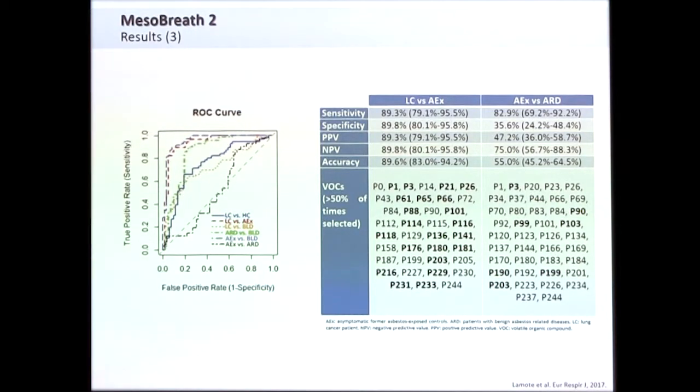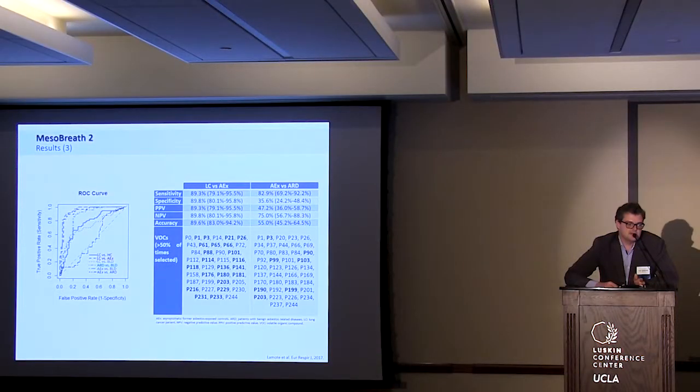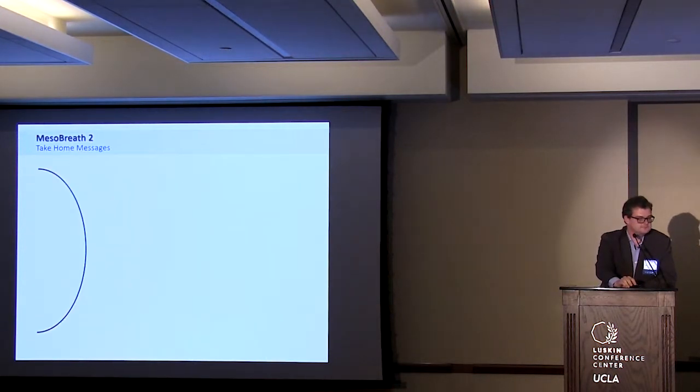What was interesting to see is that we could not discriminate between our asbestos groups with occupational exposure or with benign related diseases based on the same compounds. So this accuracy of 55% shows that there's no difference between the two, and so that's also why we have pooled those two groups into the comparison group with the mesothelioma group.